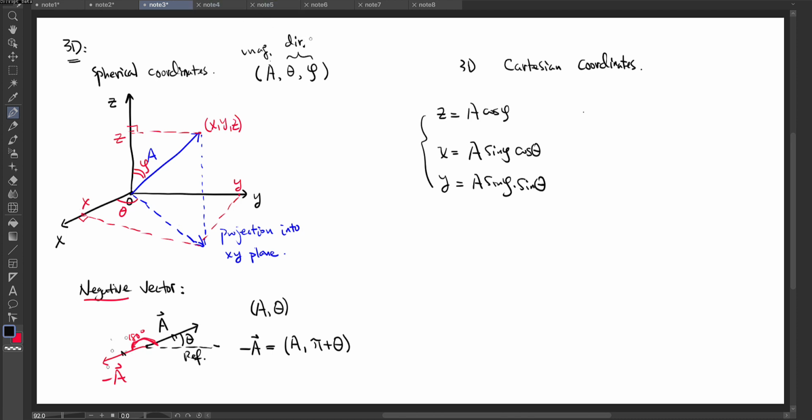Okay, so that's all for this video. And next time we'll talk about how to do operations between vectors. And from there, you will see the convenience of using vectors to represent an object's motion.